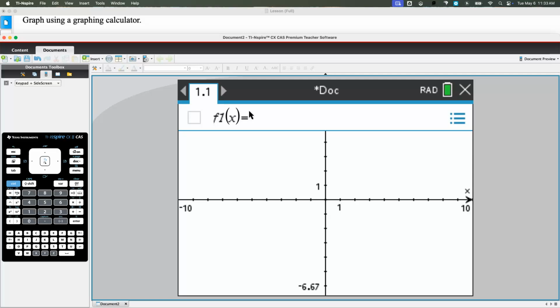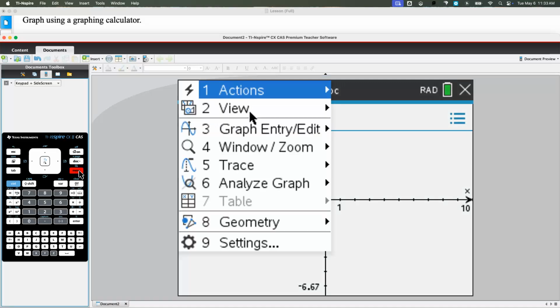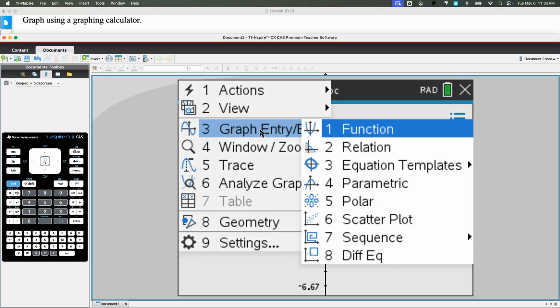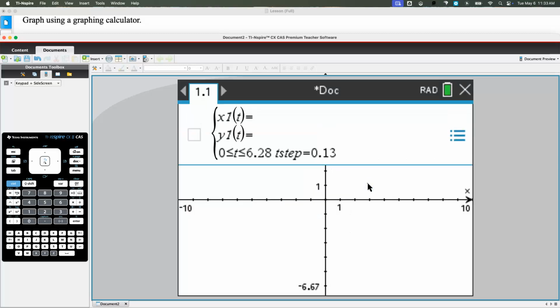Okay? Problem with the graph is when you just go into the basic graph, that currently is a function graph, and so it would only do one. We want to graph a parametric, so we are going to go into Menu, Graph Entry Edit, and we want parametric. Okay. What that does for us is the input area on the graphing calculator now has it in parametric form, so we can put in our x value and our y value and our t step.